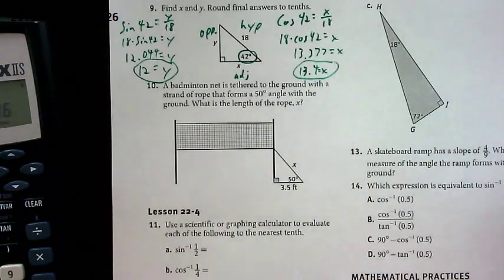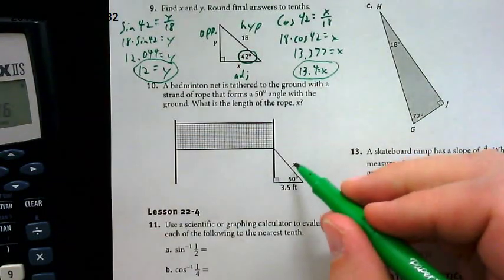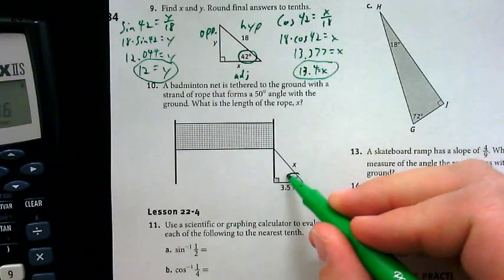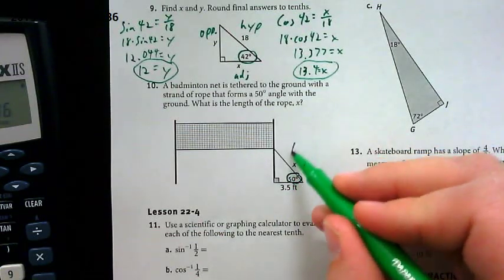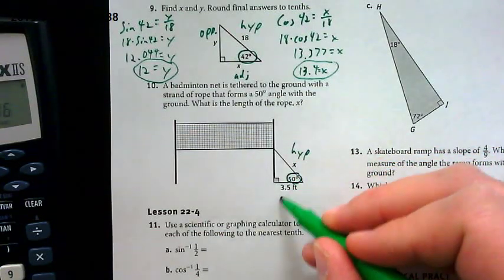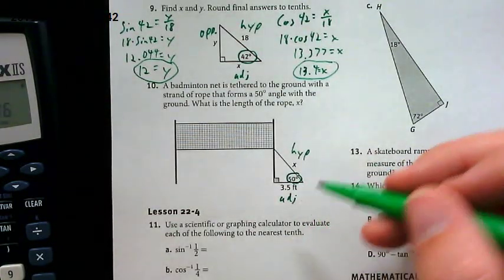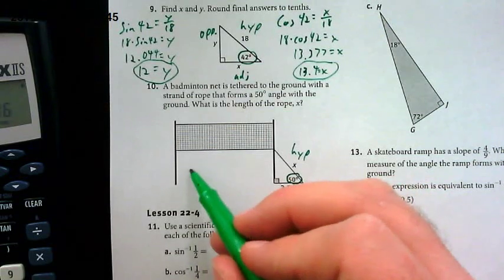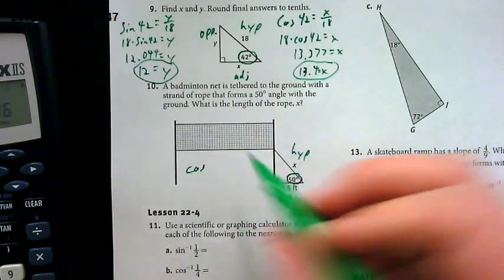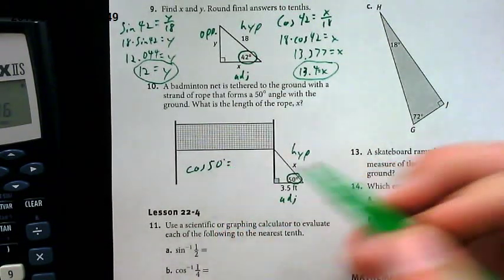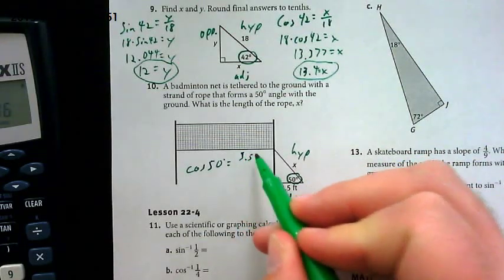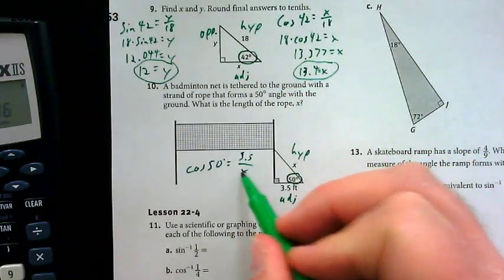Now, on number 10, they only ask you for one piece. They just want to know what that rope is that they labeled as X. So you have your angle. This is our hypotenuse. This is our adjacent side. All we have to use is cosine, because adjacent and hypotenuse is cosine. So cosine of 50 degrees equals 3.5 over X.